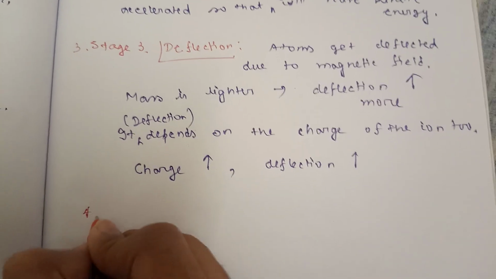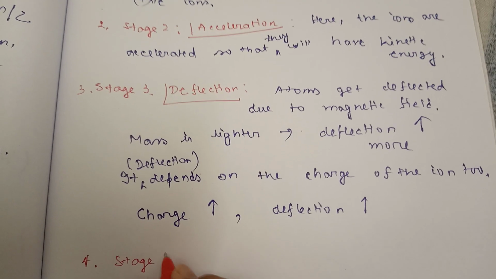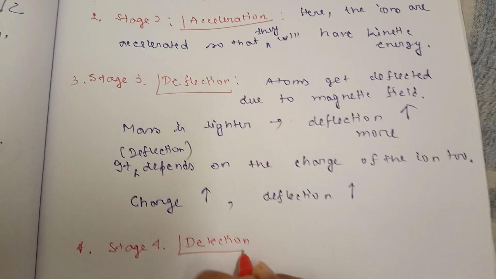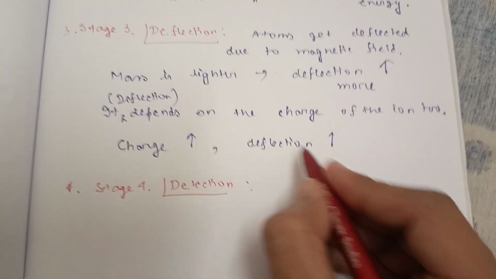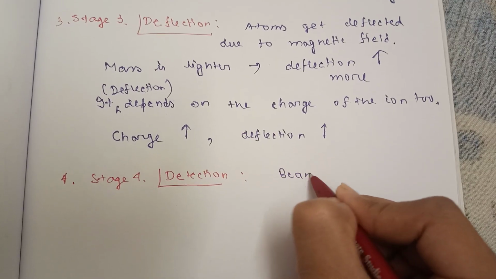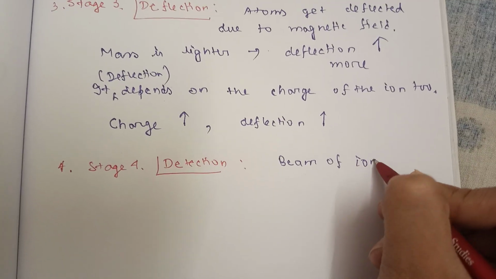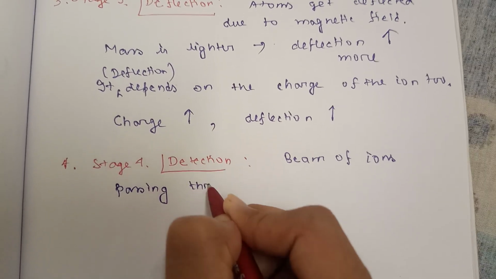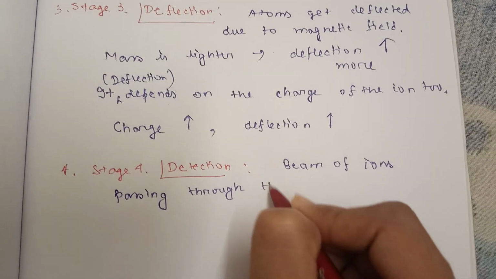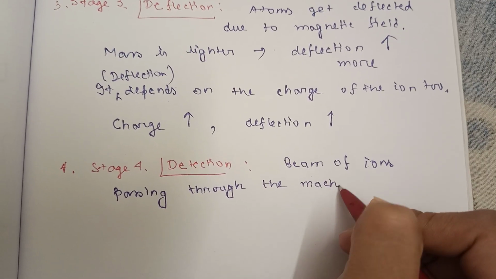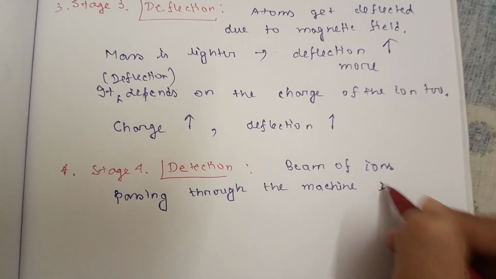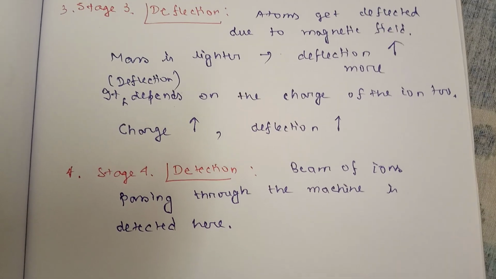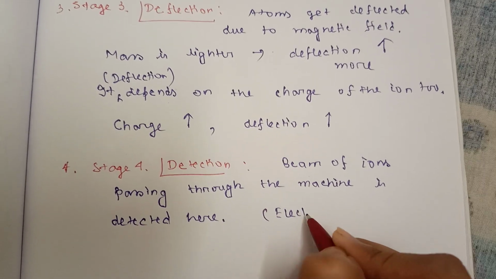Now the final stage, stage 4, is detection. As it suggests, the beam of ions passing through the machine is detected here. How? Electrically.